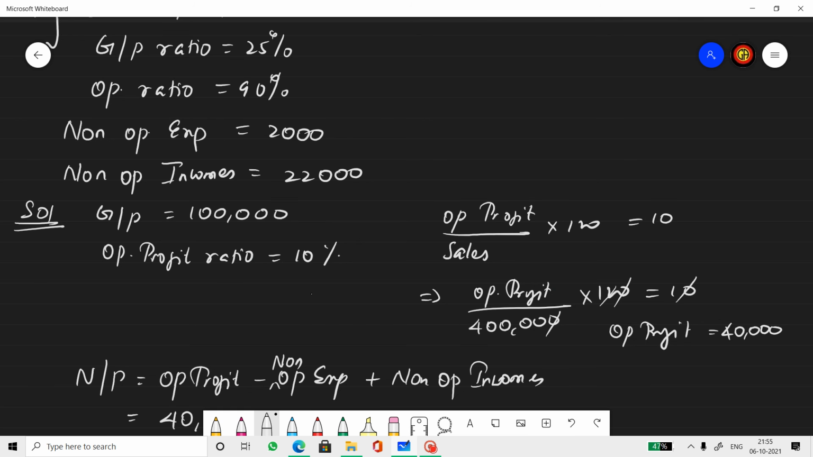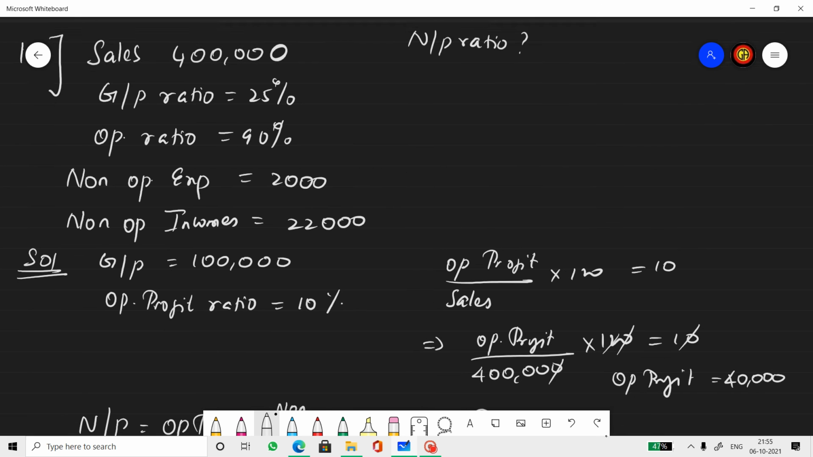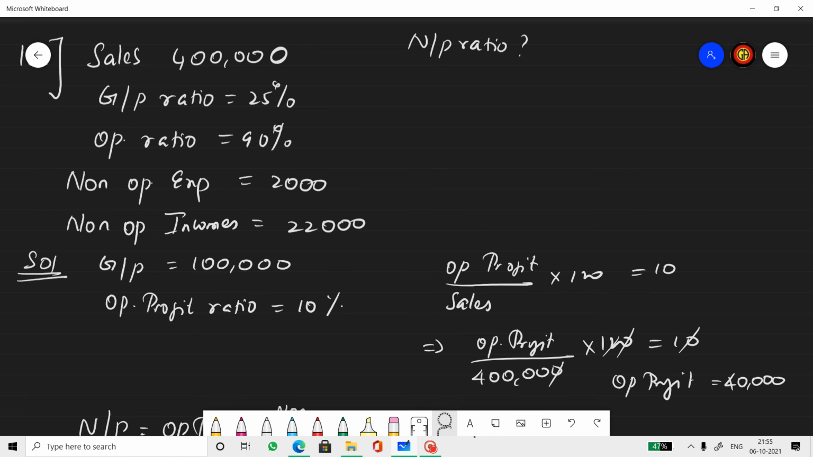So using gross profit ratio, I'm first finding the gross profit. Sales 4 lakh given, gross profit 25%. So gross profit becomes 1 lakh, which is 25% of 4 lakh. Now operating ratio is 90%, so operating profit ratio is 10%. And what is operating profit ratio? Operating profit by sales into 100. We know the sales figure, which is given in the question. Through this, we find operating profit as 40,000.